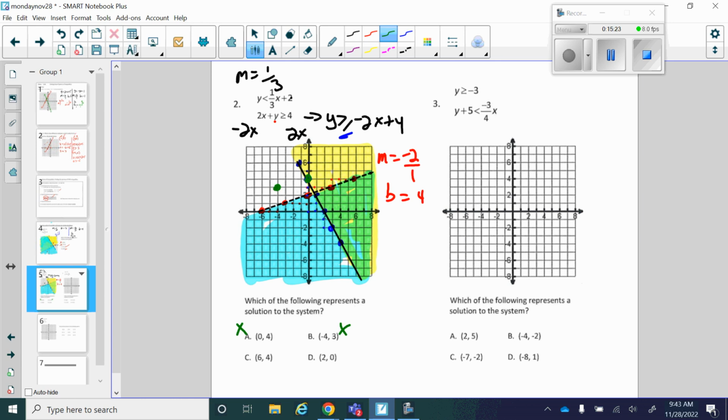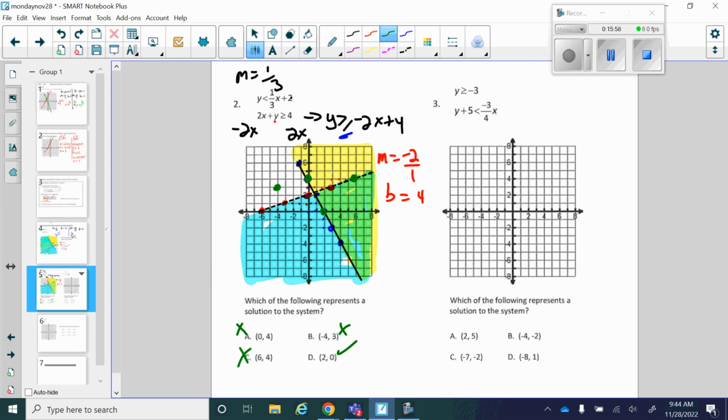(6, 4): 6, and I go up 4. Now, the interesting thing is it's on that border line, and because the line is a dashed line, we're not going to take it. So it's not in the solution area, because it falls on a dashed line. (2, 0) is right here. This one is also on the line, but because the line is a solid line, we'll take it. Yes, that is in the solution area.